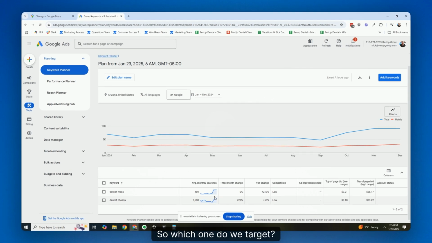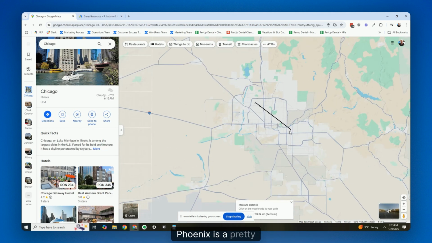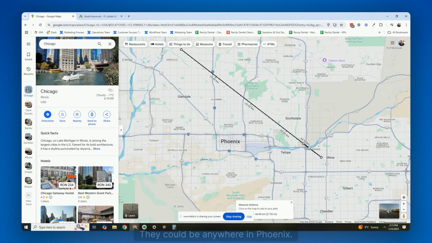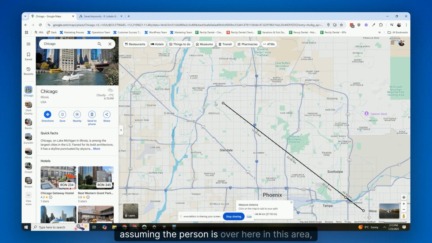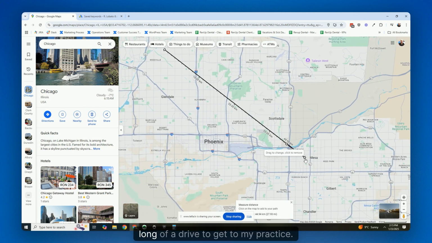So which one do we target? We have to keep in mind that if they're searching for dentists in Mesa, they're probably in the Mesa area, and if my practice is in the Mesa area, they're a lot more likely to come to my practice, right? If they search for dentists in Phoenix, Phoenix is a pretty large city. They could be anywhere in Phoenix. And again, assuming the person is over here in this area, it's highly unlikely they're going to make that long of a drive to get to my practice, right?